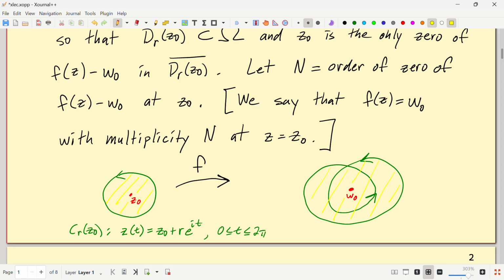Let's see, I'm going to call this curve f of C_r. That's a curve, and it's parametrized by the image: f of z of t, where t goes from 0 to 2 pi. Okay.